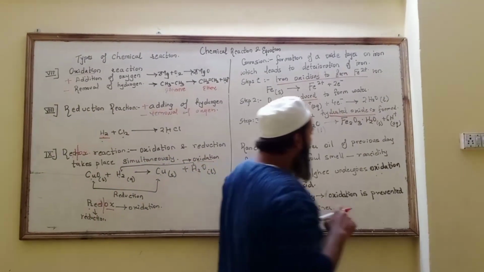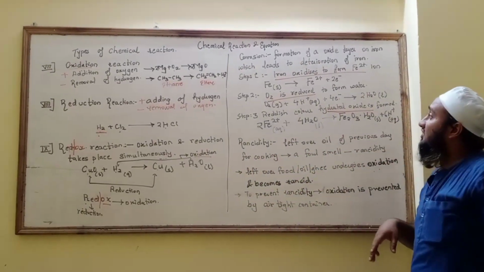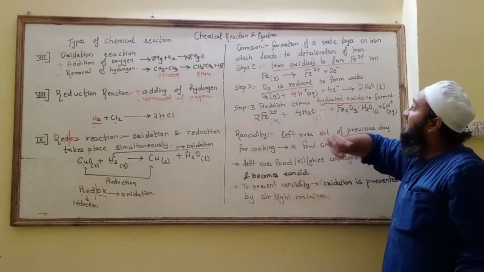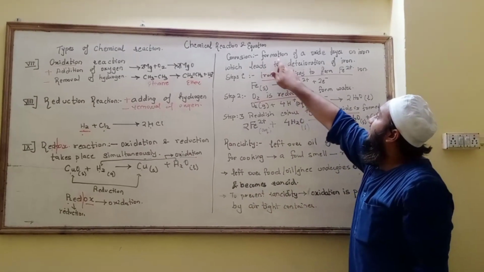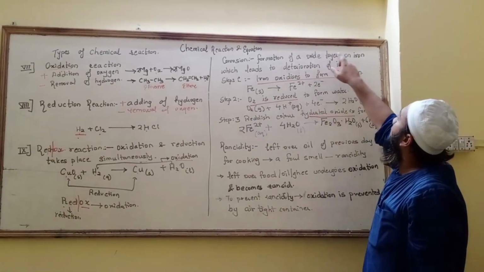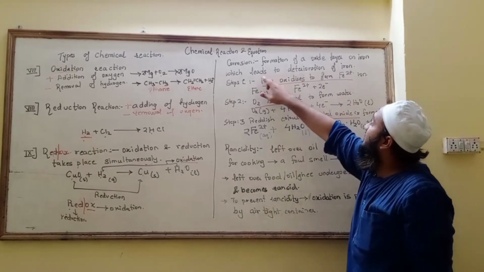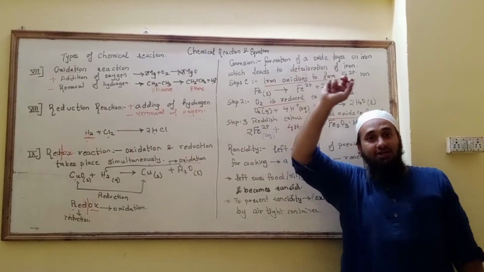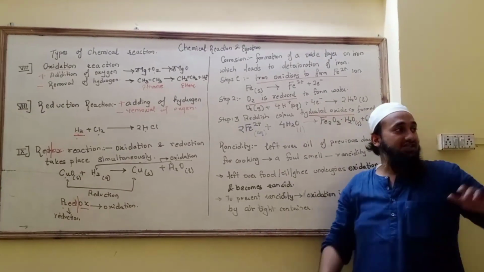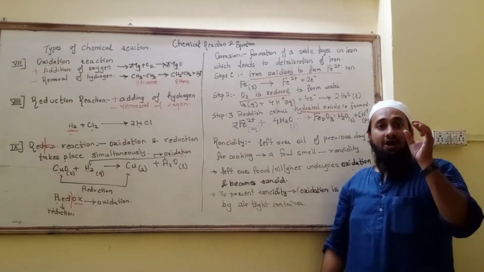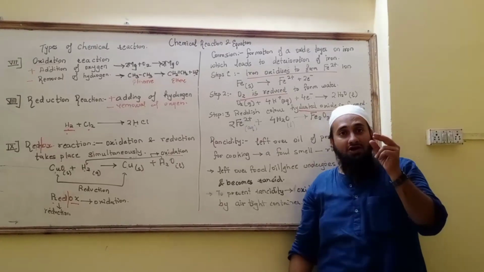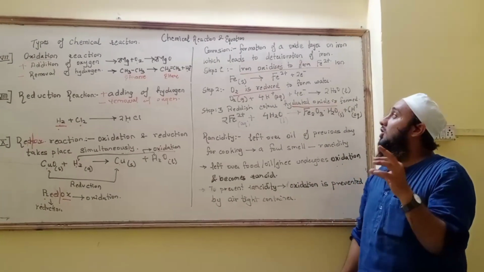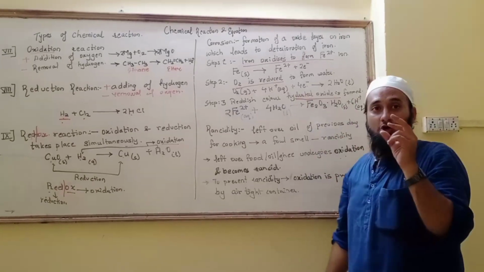Now there are two terminologies in the last part of this chapter. One is corrosion and the second is rancidity. Corrosion is the formation of an oxide layer on iron which leads to deterioration of iron. For example, during monsoons, you see the grills outside the window. You see a brown colored compound accumulated on the grill. That brown compound is rust, or the corroded grill.